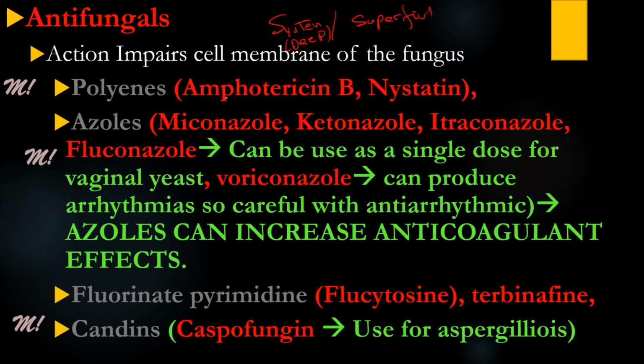We have amphotericin, which is systemic. Nystatin is for superficial. Miconazole, ketoconazole, itraconazole, there's a mix of them. They can be for systemic or for superficial. We need to remember that fluconazole, they always like to ask that, is a single dose for vaginal yeast. Voriconazole, arrhythmia, so you need to ask about EKGs.